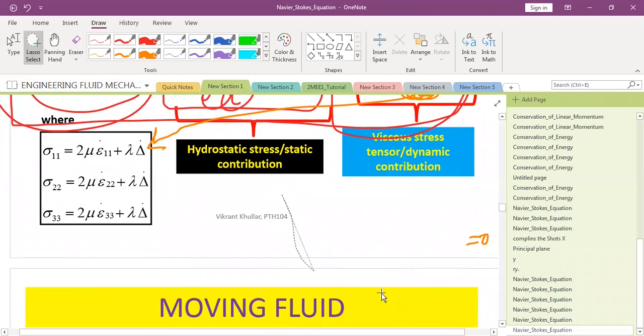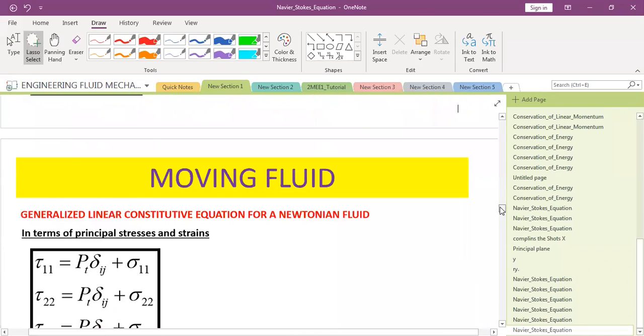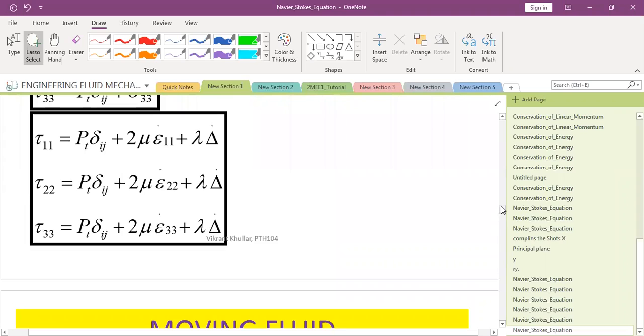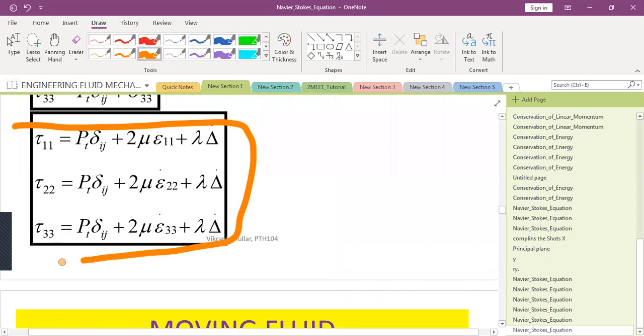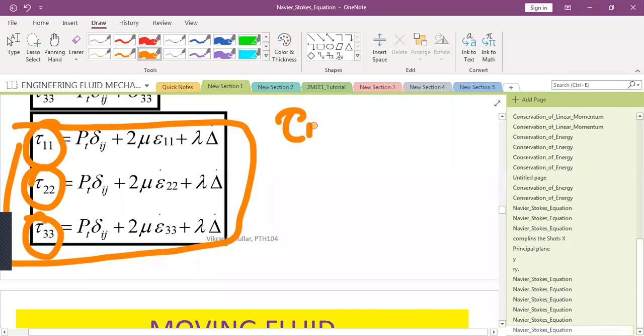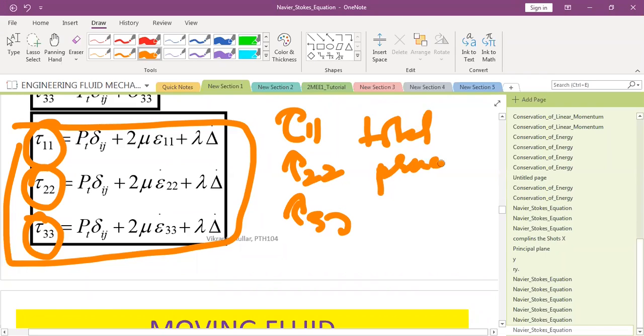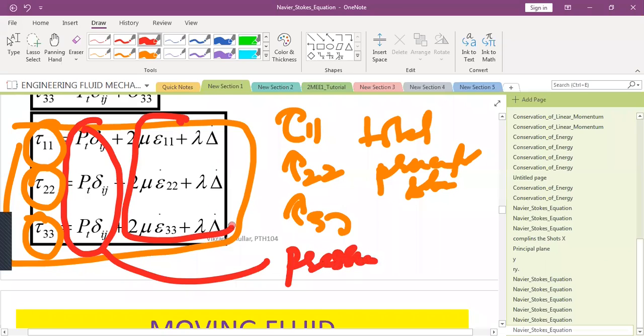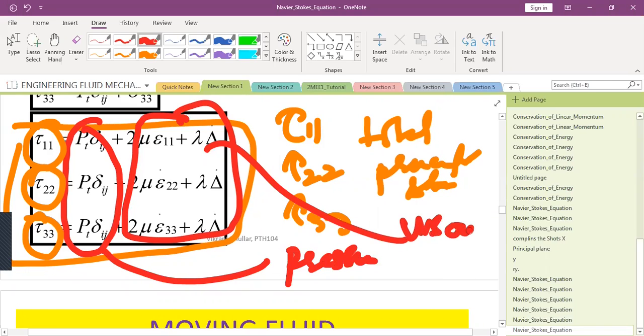So this was in terms of principal stresses. Now if you want to write down in terms of... if anyone has a doubt about the equations, please ask me. So what do these equations represent? What are tau 11, tau 22 and tau 33? These are the total principal stresses. What are these terms? The pressure force components. And what are these components? Viscous forces.